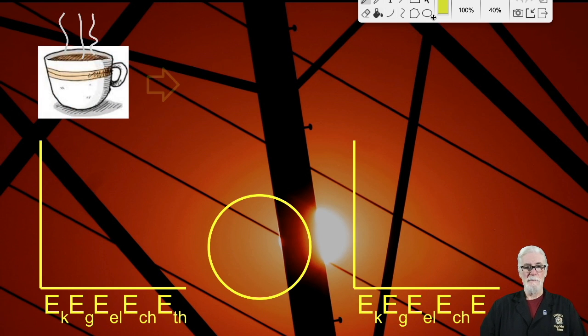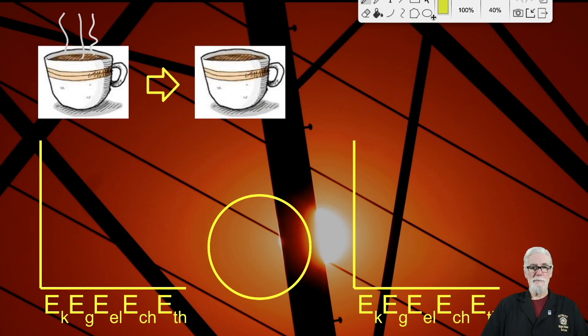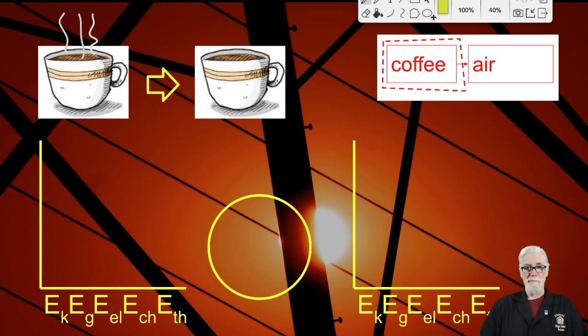Let's take a look at another situation. Here we have a hot coffee cup that cools off. Let's define the system as the coffee. Air is outside the system. At first, energy is stored as thermal energy, and that's the main energy storage mode. That's the only thing we're going to track here.